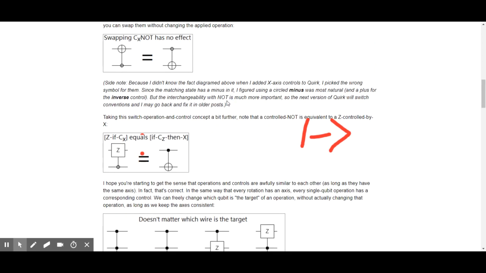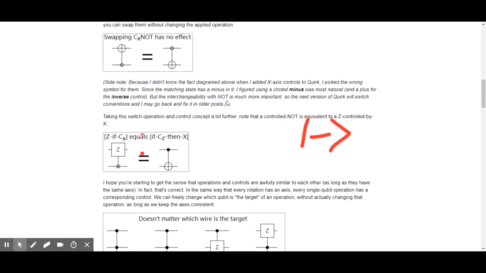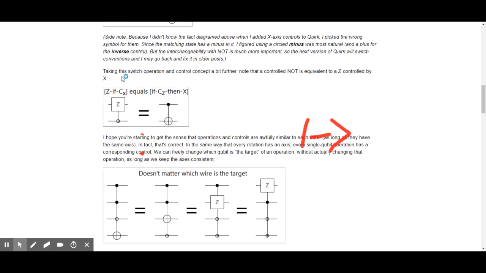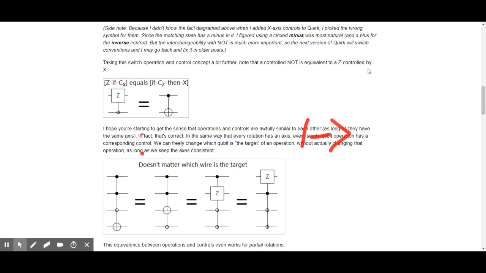That's really interesting because I didn't know the fact diagram above, when I added X control to Quirk, I picked the wrong symbol for them. Since the matching state has a minus in it, I figured using a circle minus was most natural and a plus for the inverse control. But the interchangeability with not is much more important. So the next version of Quirk will switch conventions and I may go back and fix it in older posts. Taking this switch operation and control concept, we find another control not is equivalent to a Z control not is equivalent to a Z controlled by X.